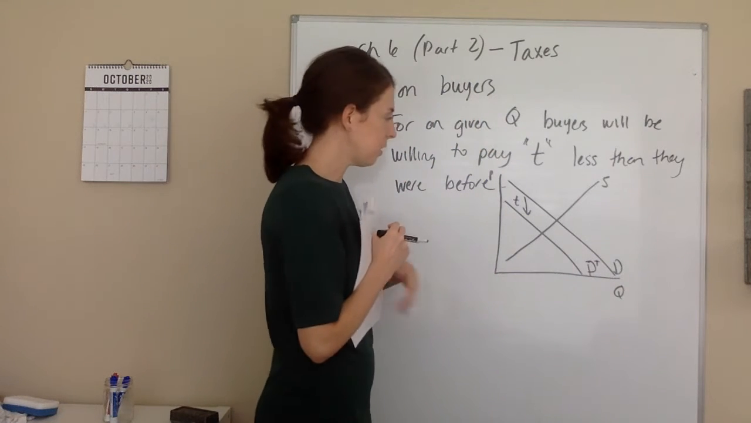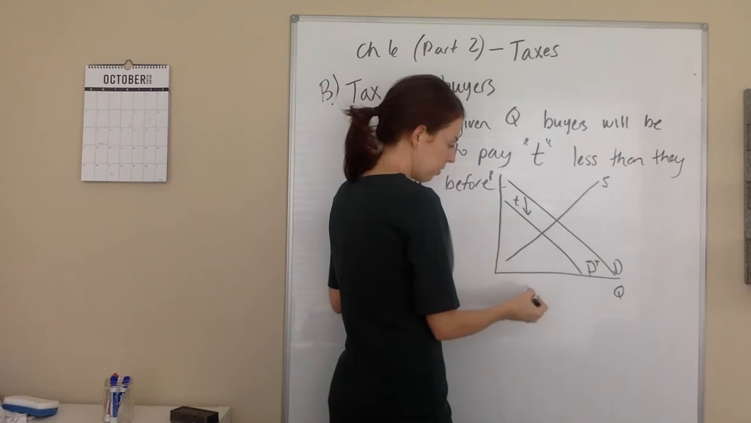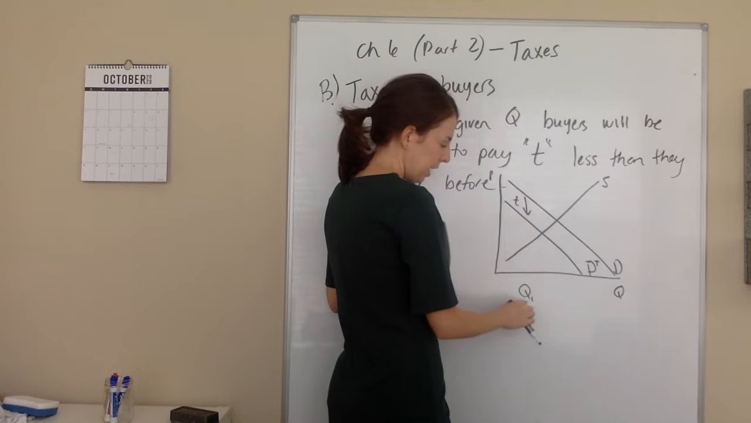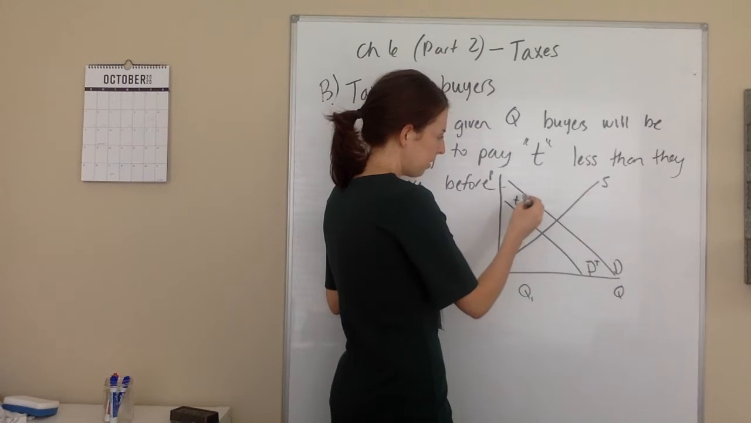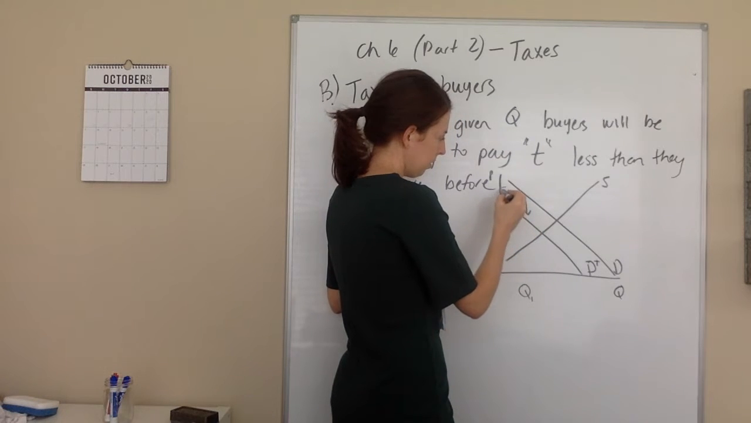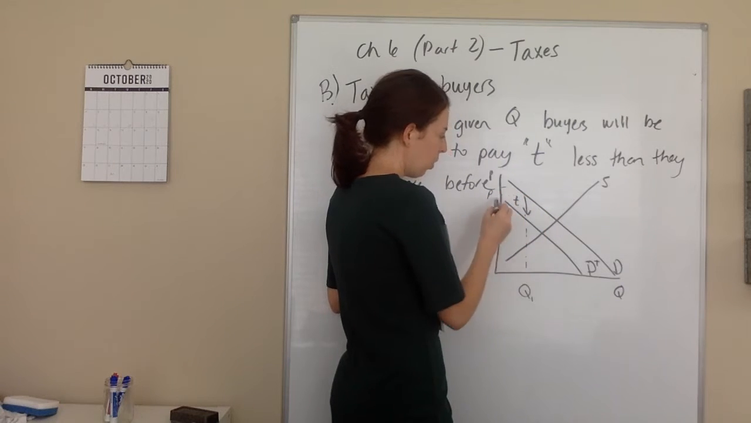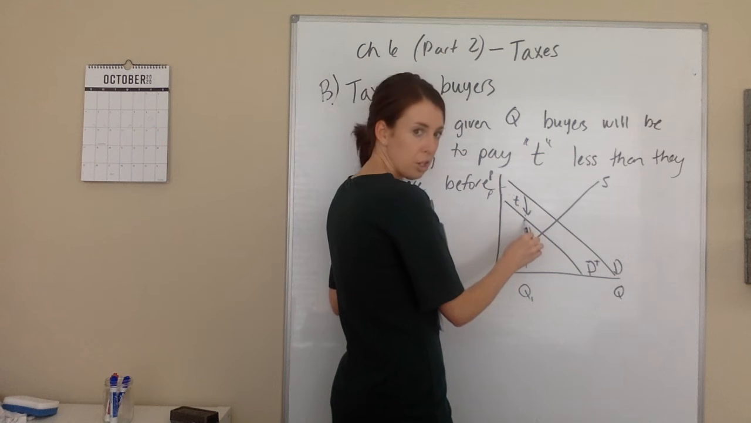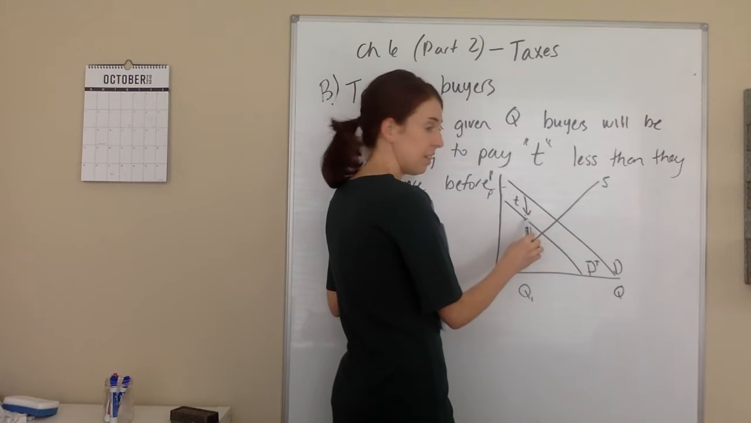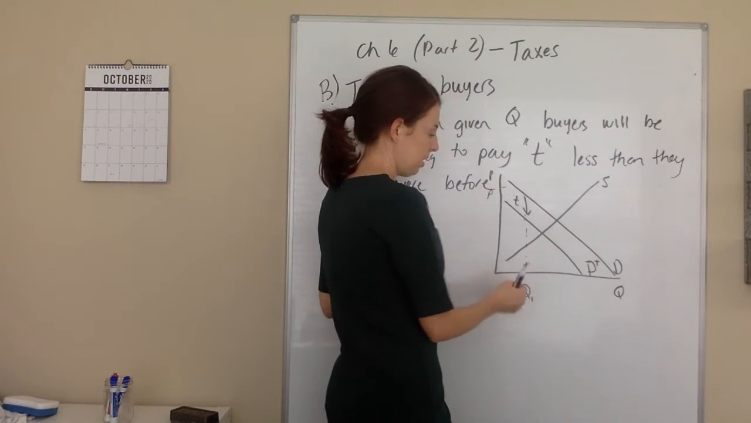Again, this should make sense, because the idea is, suppose originally, if the price was this amount, consumers were willing to buy this many units. Well, now, if they want to still get this many units, the price is going to have to be T dollars less than it originally was, because they're again going to have to write a check to the government for T dollars.